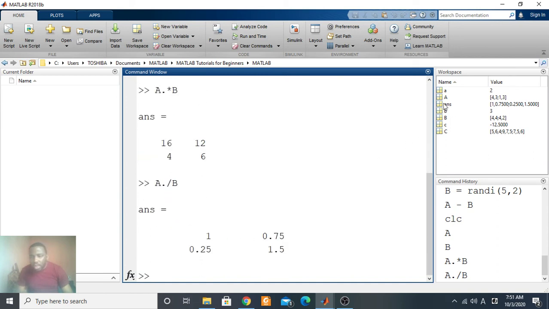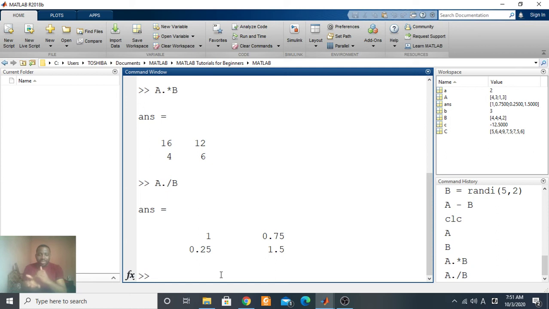Maybe we'll look at it here. This is A and this is B. 4 divided by 4, that's 1. All right. 3 divided by 4, that's 0.75. And then 1 divided by 4, that's 0.25. Okay. And then 3 divided by 2, that's 1.5. As simple as that.